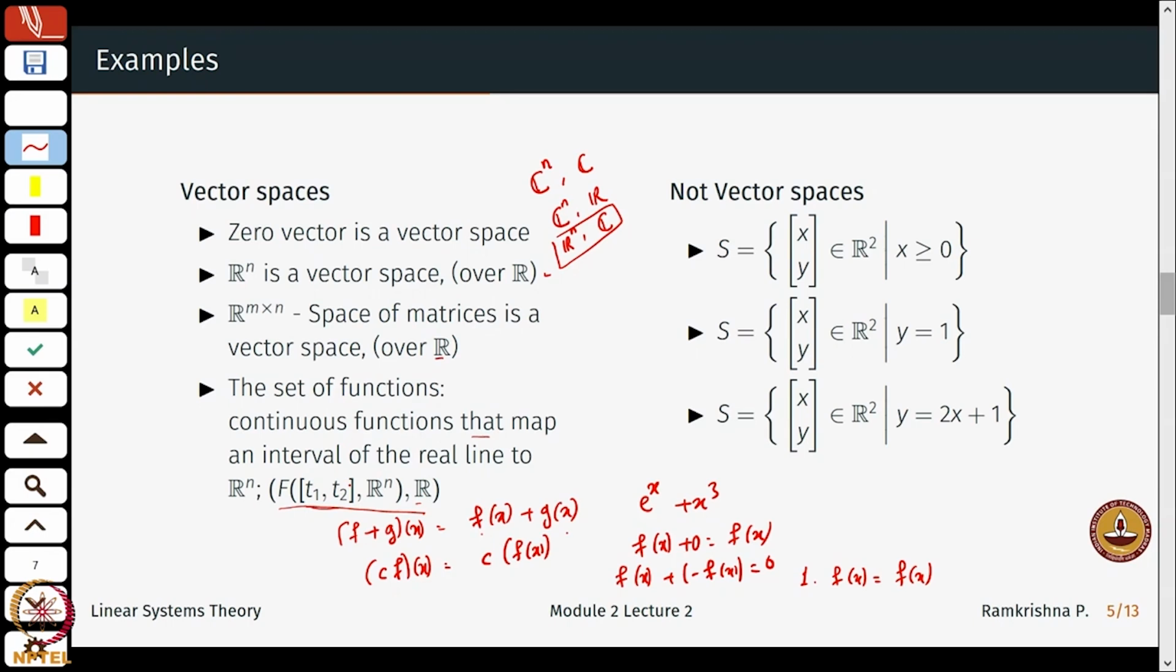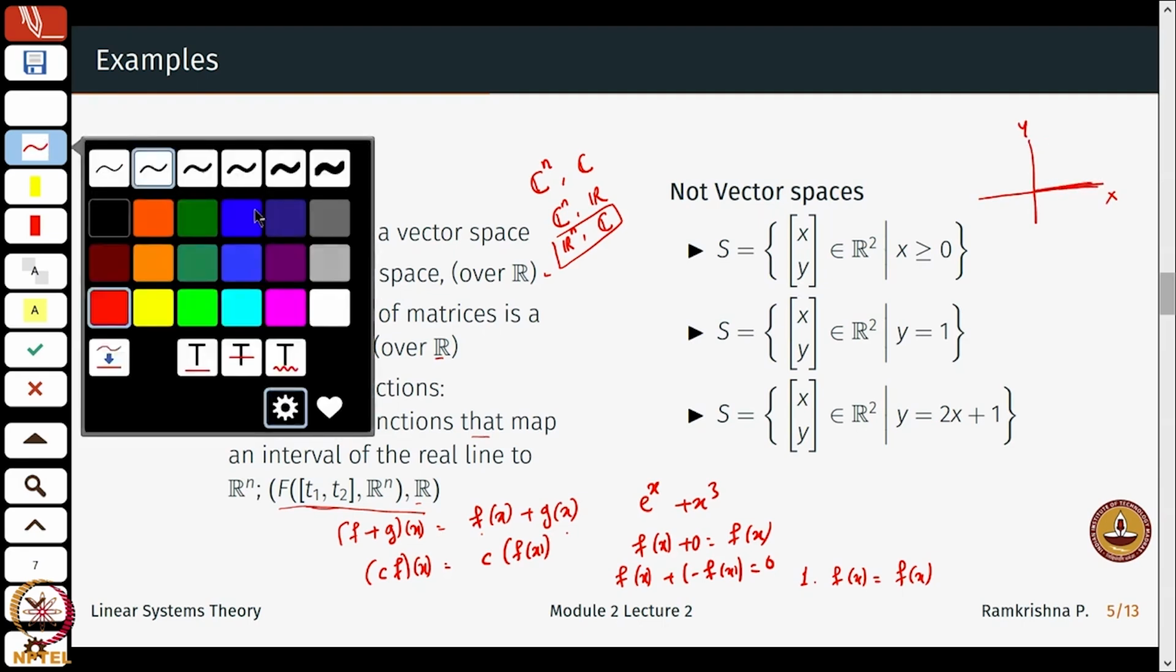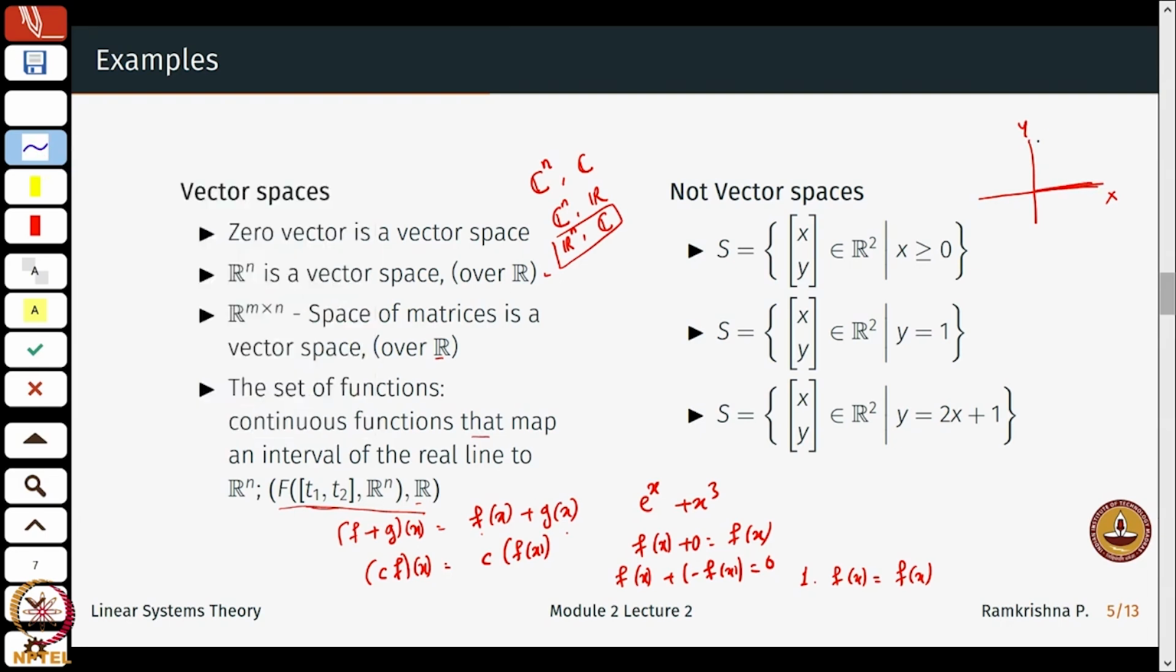Things that are not vector spaces are the following. If I take x and y in R2 and restrict x to be positive, the area of interest here is this one. You can easily see that this will not constitute a vector space because minus x is not an element of this set, and so on. So, some of those properties will fail.